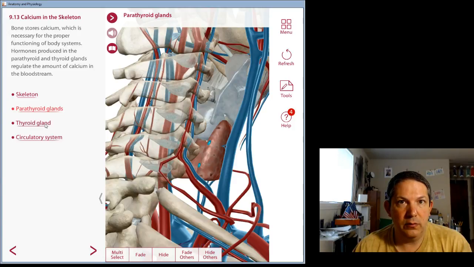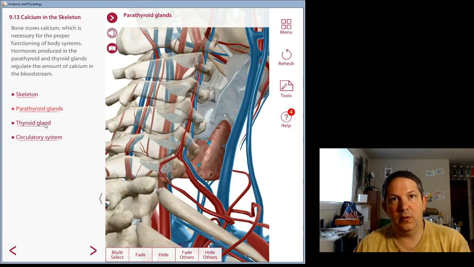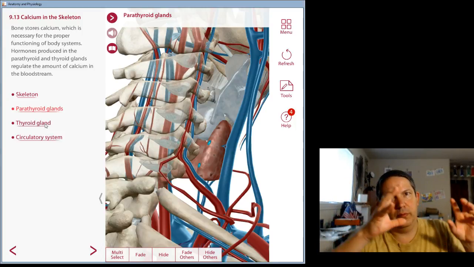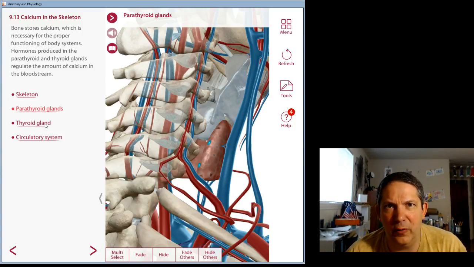Thyroid hormone will do the opposite, where it will stimulate osteoblasts to put down more bone. And there are 20 different hormones that affect the skeletal system, so this is really simplified.